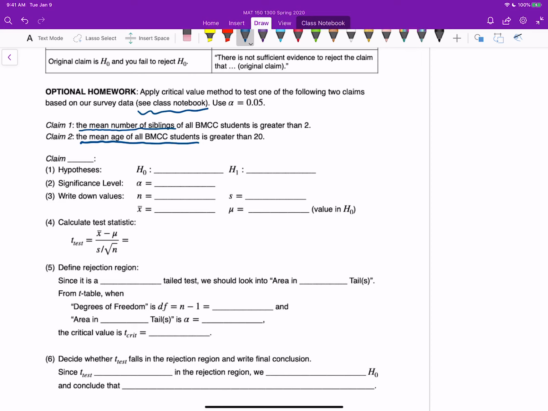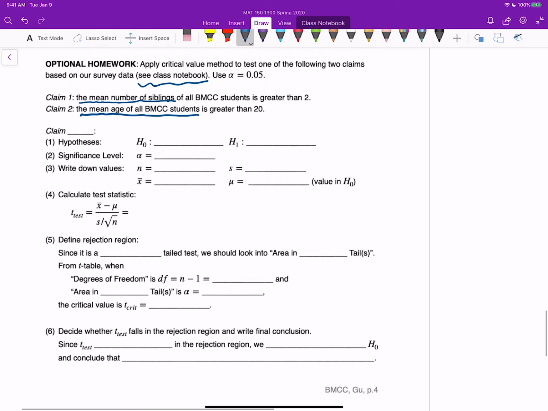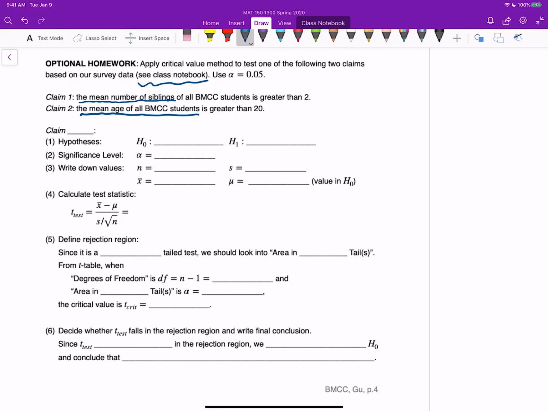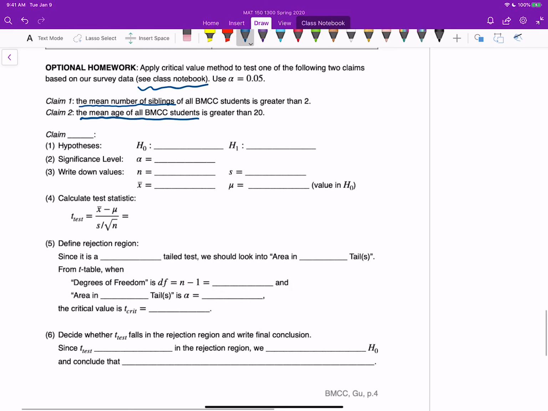Give it a try. And that pretty much concludes Chapter 9, Hypothesis Testing for Proportion and Mean. Make sure you finish homework and then submit before this Friday.